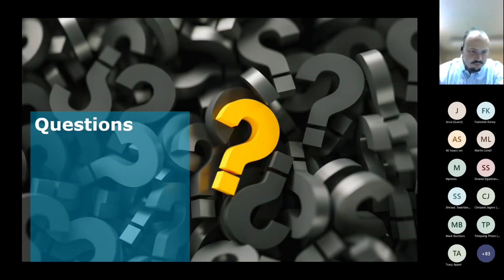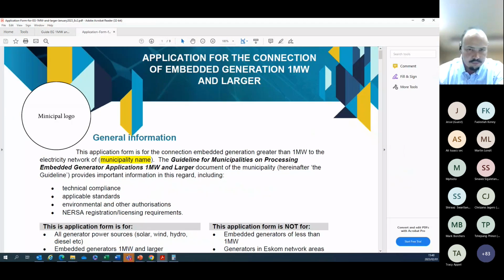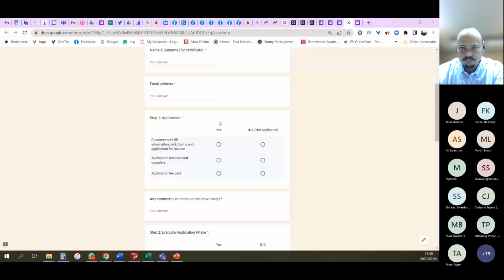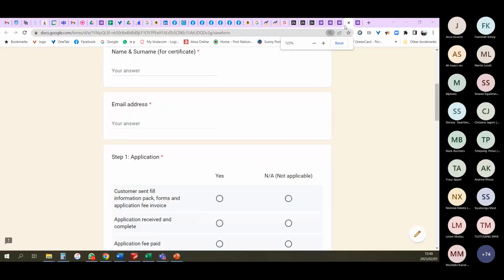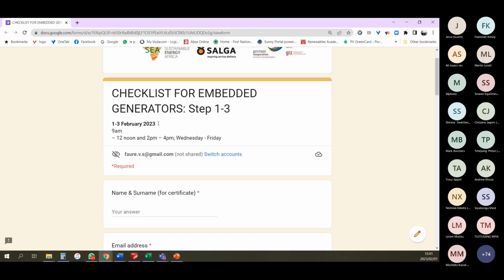I'm going to pull up the application form. I maybe just want to quickly show how it's going to work. I'm just going to switch screens. Okay. Sure. Do this quickly. Okay, so you're going to receive this Google form.